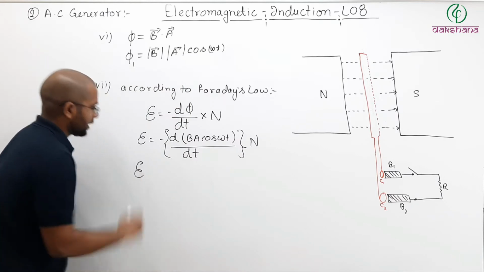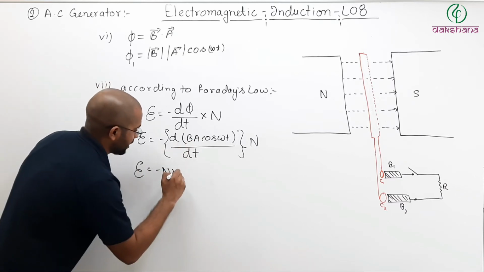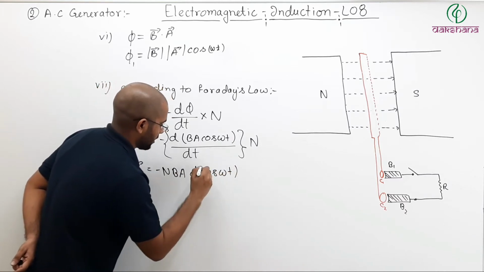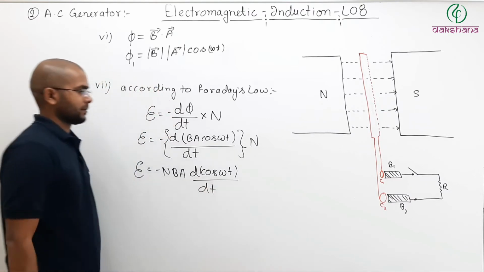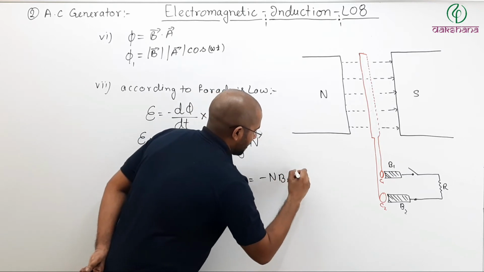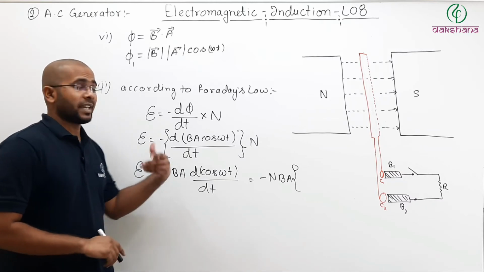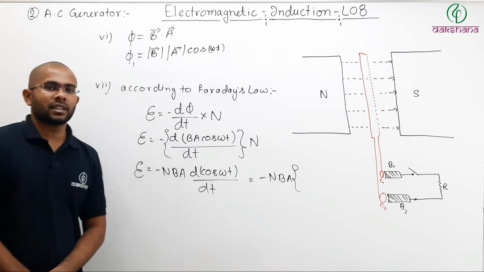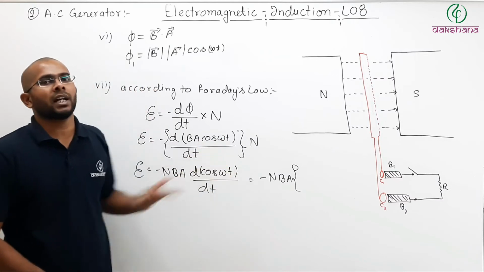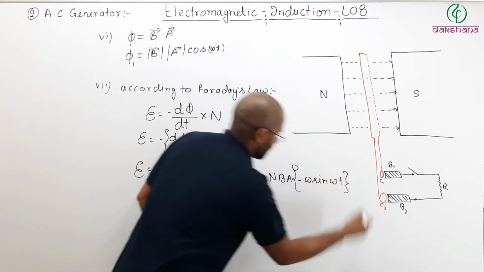Now, what will I do? EMF will be equal to minus of capital N, with B and A outside, differentiation of cos omega t divided by dt. Now, how can this be written? Minus of NBA. What is the differentiation of cos omega t? Differentiation of cos is minus sine, so this will be minus of omega sine omega t.